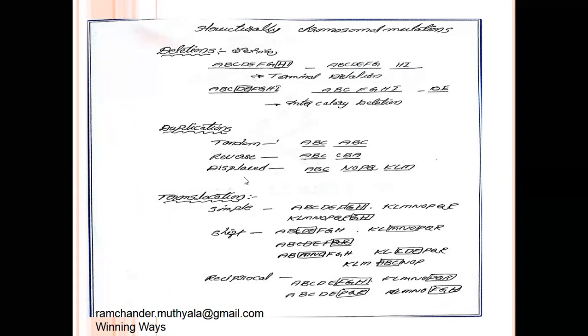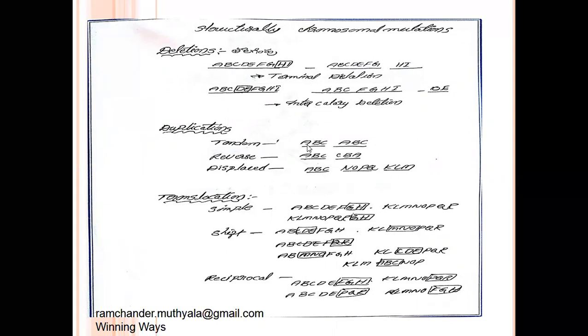And displaced duplication. The chromosome contains an irregular arrangement of genes, misplaced or displaced genes on the chromosome. A, B, C; then in the next part it does not continue with D, E, but continues with N, O, P, Q and K, L, M. The genes are in irregular positions. They are duplicated on the chromosome, called displaced duplication.